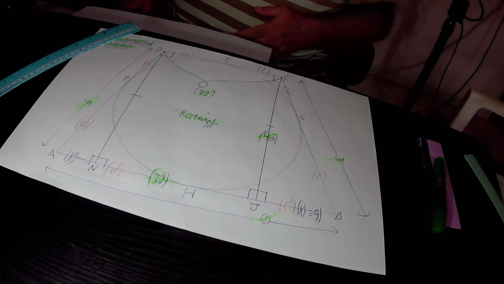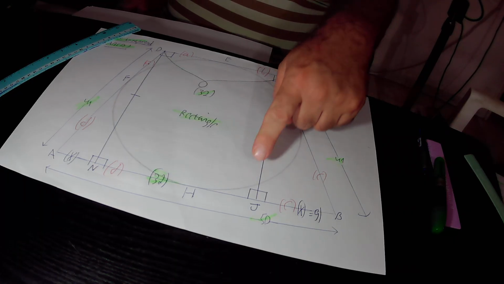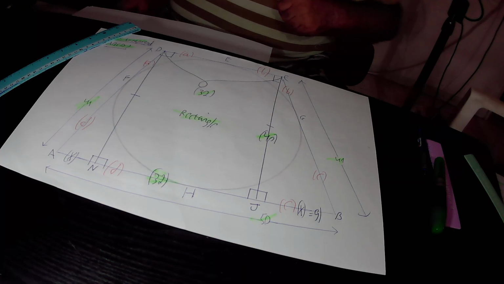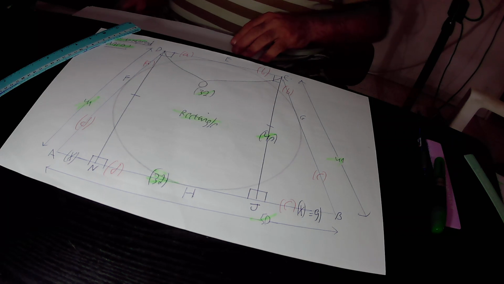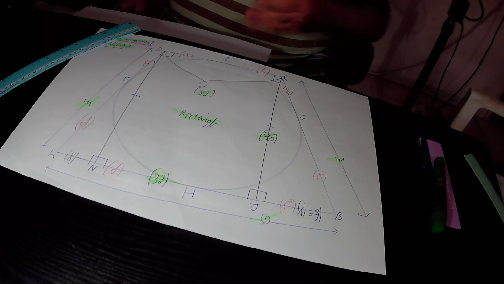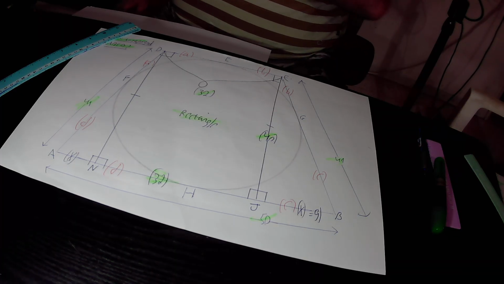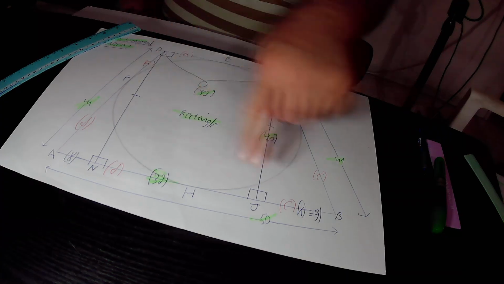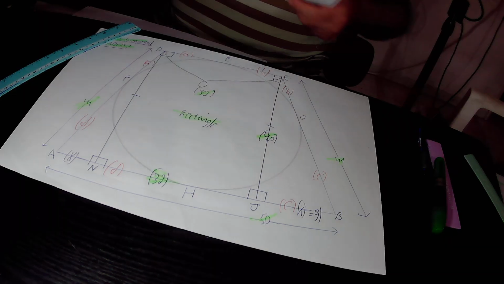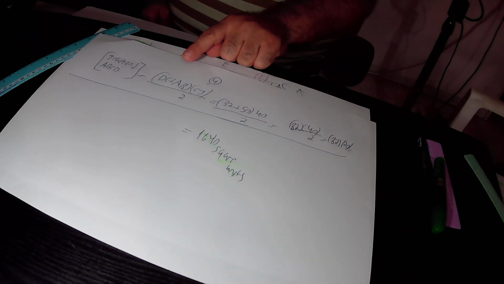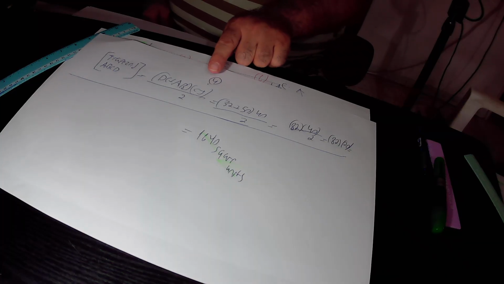CJ is actually the height of this trapezoid ABCD, why? Because it's straight, at 90 degrees to the two parallel bases. Our task is to find the area of this trapezoid ABCD. According to the formula that I presented to you at the beginning of the lecture, the area of trapezoid ABCD must be equal to the sum of its two parallel sides, that's DC plus AB, times the height CJ, over 2.